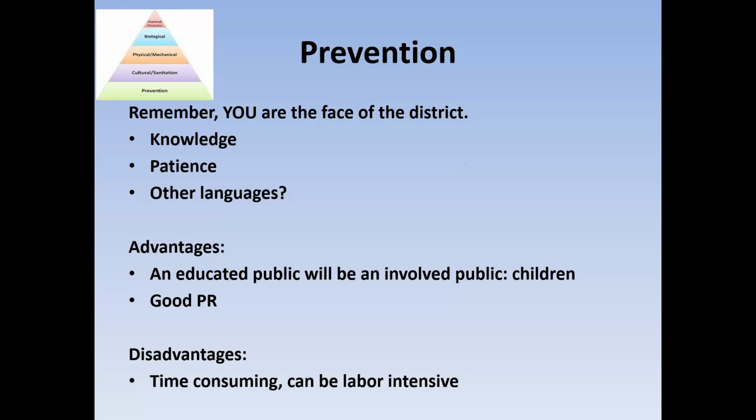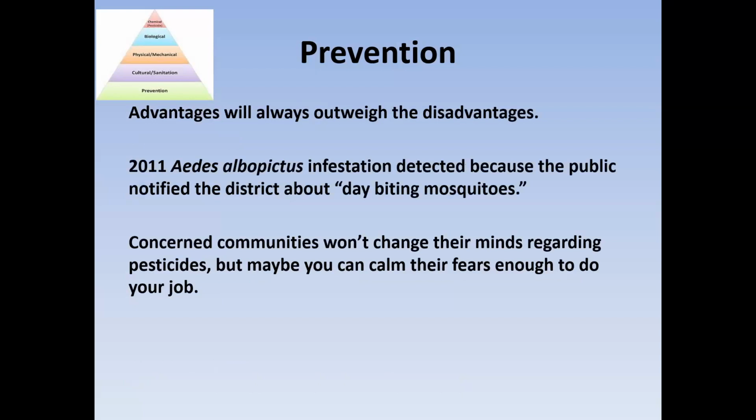Now, the disadvantages to getting out and talking to the public are that it is time consuming and can be labor intensive. The advantages will always outweigh the disadvantages. For instance, in 2011, the Aedes albopictus infestation in Southern California was detected because the public notified the district about day-biting mosquitoes. And concerned communities won't necessarily change their minds regarding pesticides, but maybe you can calm their fears enough to do your job.